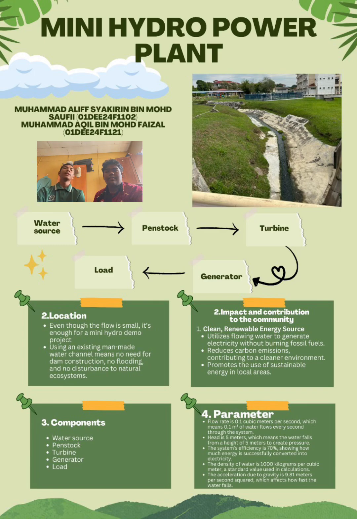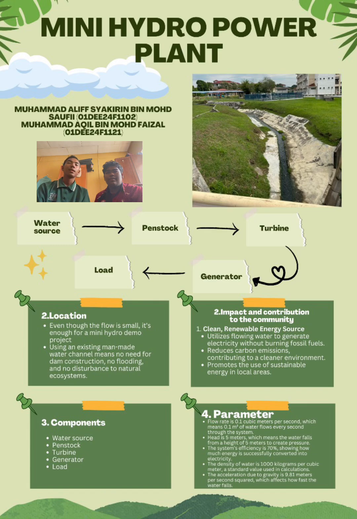Parameters. Finally, the key parameters we use to design the system are as follows. The flow rate of the water is 0.1 cubic meter per second, meaning that every second 0.1 cubic meters of water move through the system. The head, or the vertical height from which the water falls, is 5 meters. The head creates the pressure needed to spin the turbine efficiently.